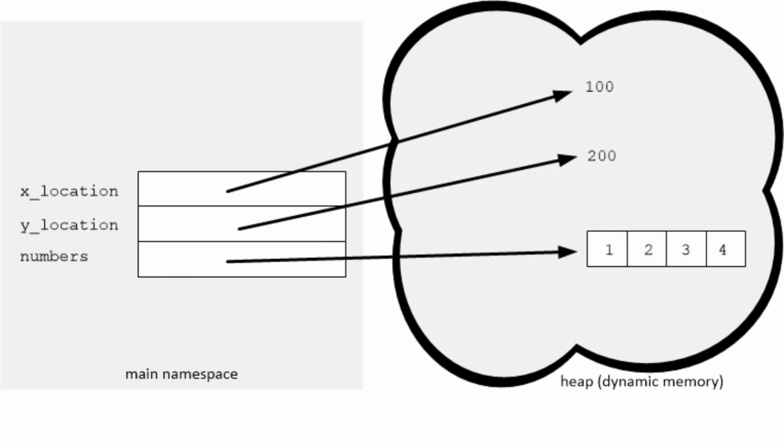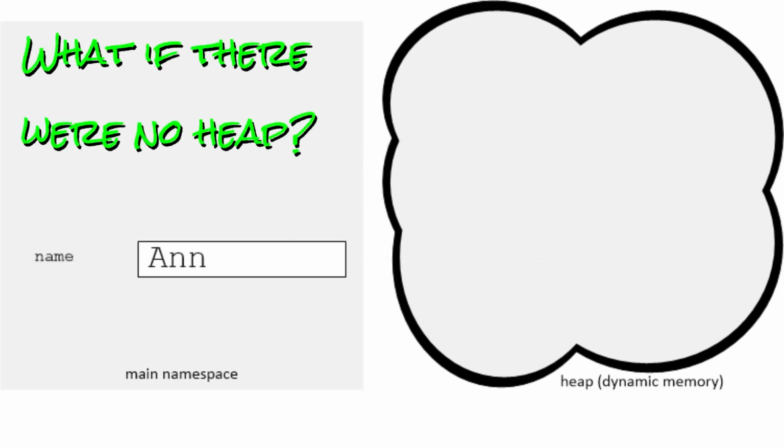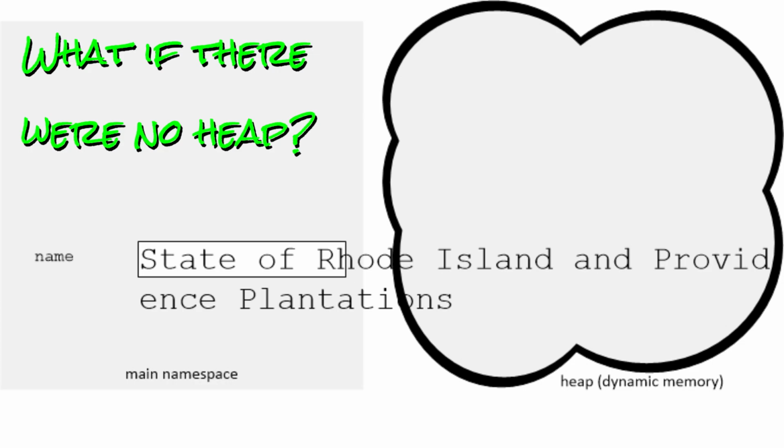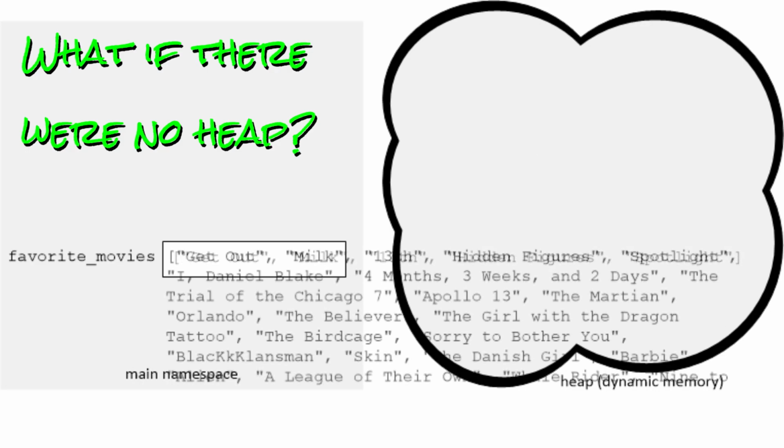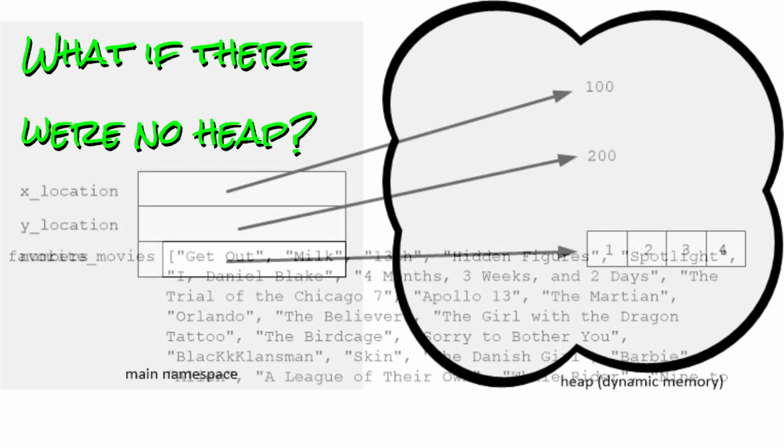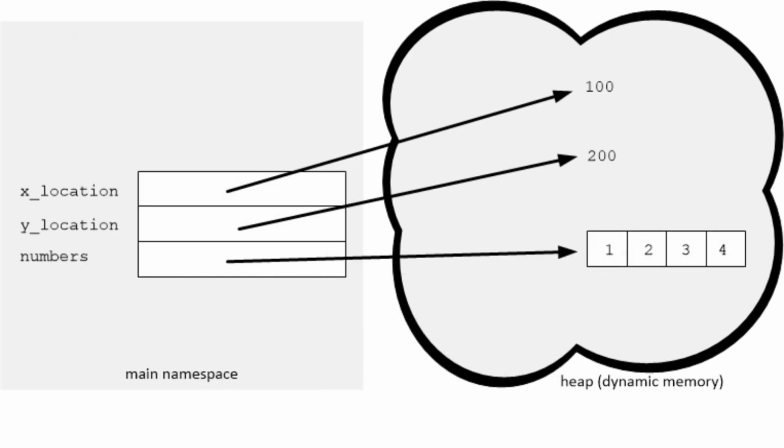It is not possible to always know, when a program is written, how much memory it will need for each variable while it's running. For example, if we ask the user for their name, we don't know if their name will be short, like Anne, or longer, like Juan Carlos, or very long, like State of Rhode Island and Providence Plantations. If we ask for a list of their favorite movie titles, they might not have any favorite movies, or they might have 5, or they might have 100. Python manages this by having a large block of memory that can be allocated as needed as the program runs. This memory is called the heap.